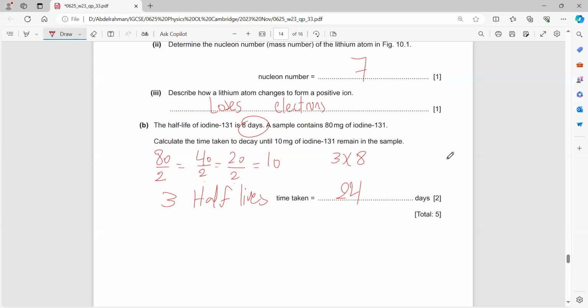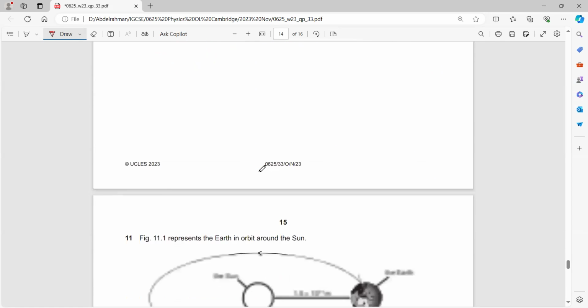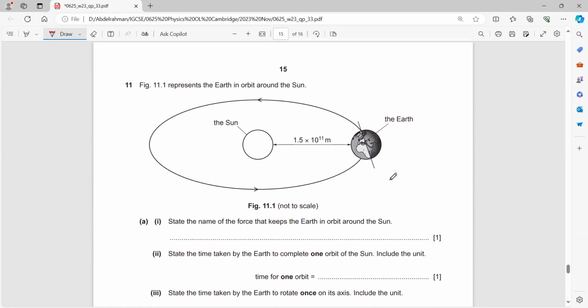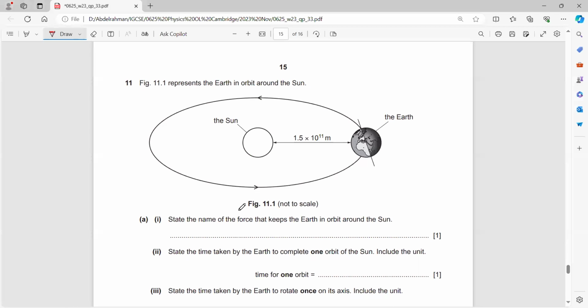Okay, moving on to the next question. Say the name of the force that keeps the Earth in orbit. What is the force that keeps the Earth in orbit? Gravity. Gravitational force or gravitational attraction. Yes. Good.